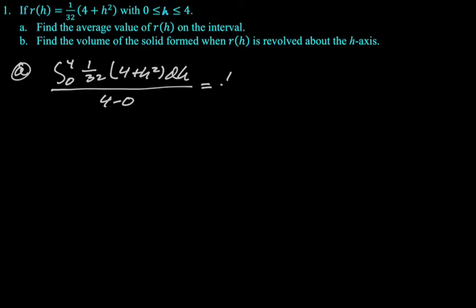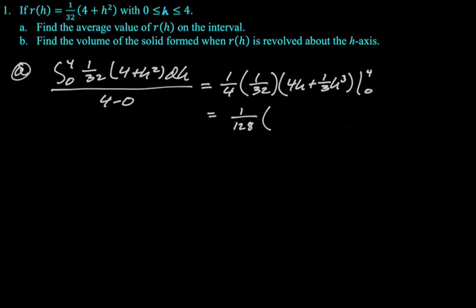So that'll be 1/4, and then pull out the 1/32, 1 over 32, and then reverse the power rule, so 4H plus 1/3 H cubed, and we are going from 0 to 4, so when we sub in, we're going to get 1 over 128, you get 16 plus 64 over 3 when you plug in 4. When you plug in 0, you just get 0, so that zeroes out. And then I just use a calculator to do this because it's just a problem set. Didn't want to spend my time doing arithmetic.